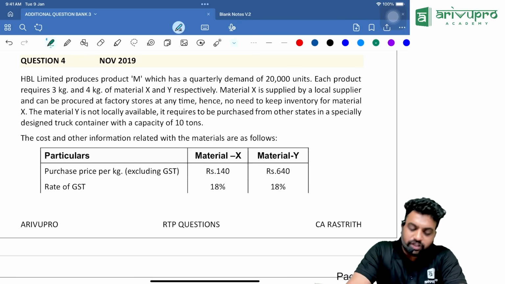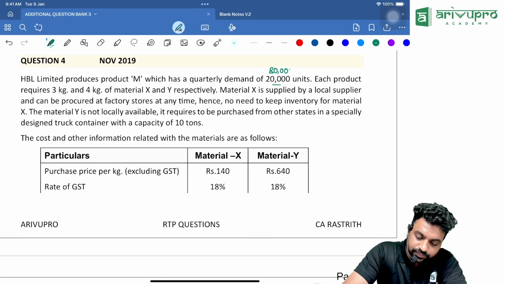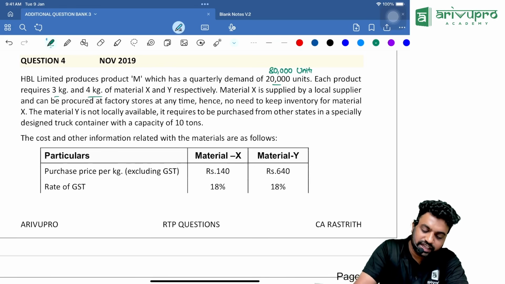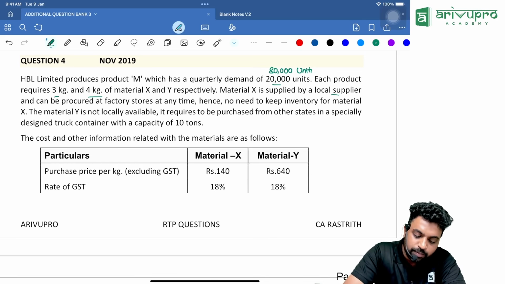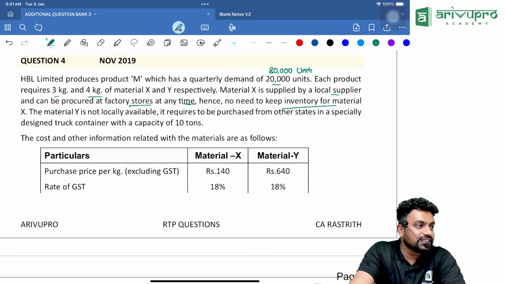HBL Limited produces a product M which has a quarterly demand of 20,000. Annual demand of 80,000. Each product requires 3 kg of X and 4 kg of Y. Material X is supplied by a local supplier and can be procured at the factory stores at any time. Hence, no need to keep inventory for material X. So, we achieved JIT, just in time, for material X.